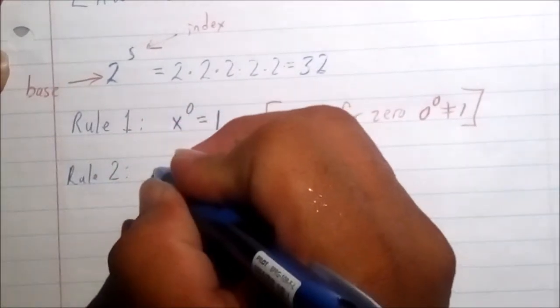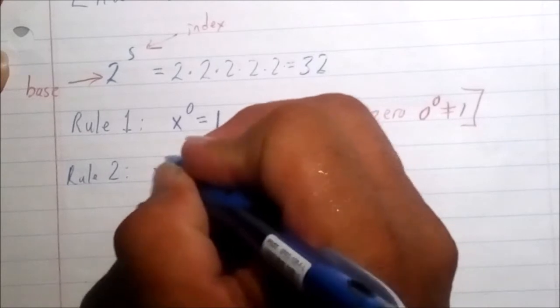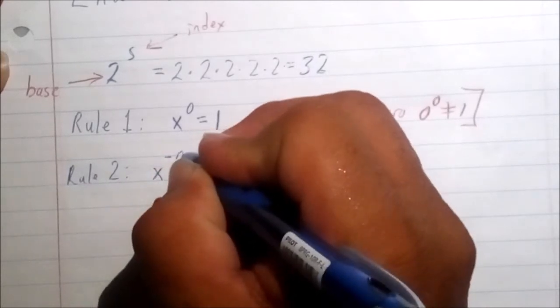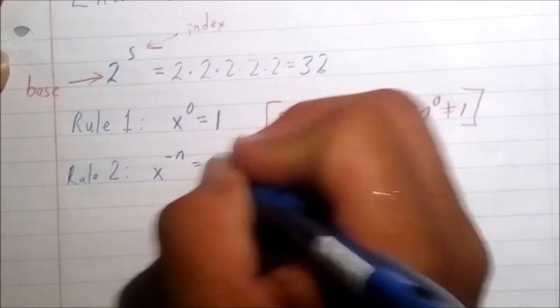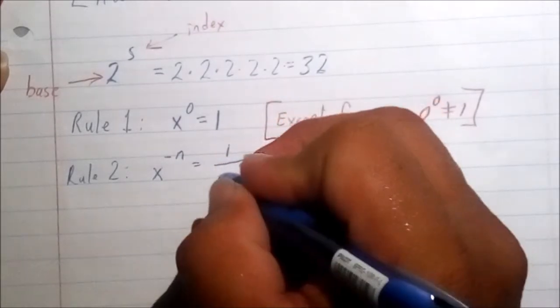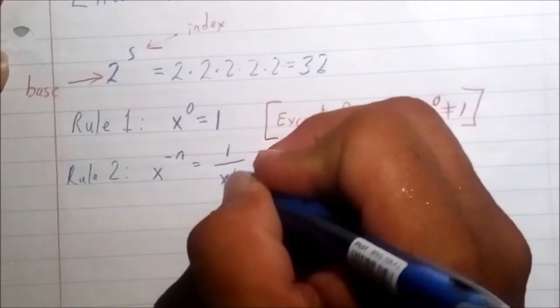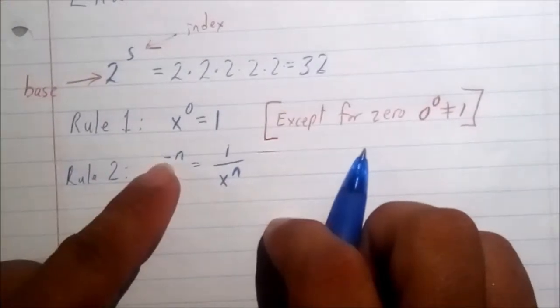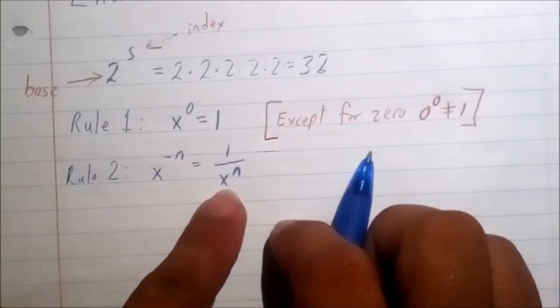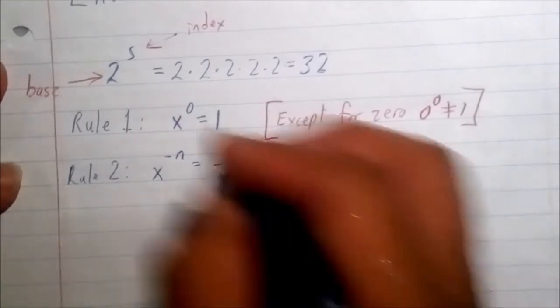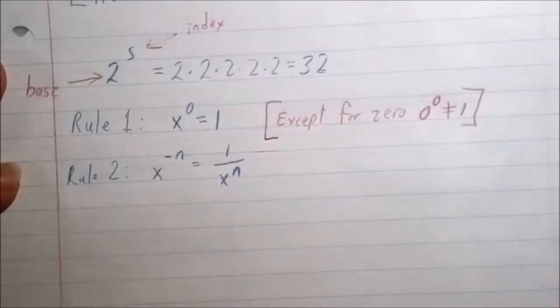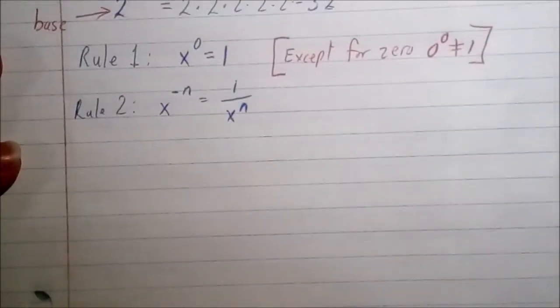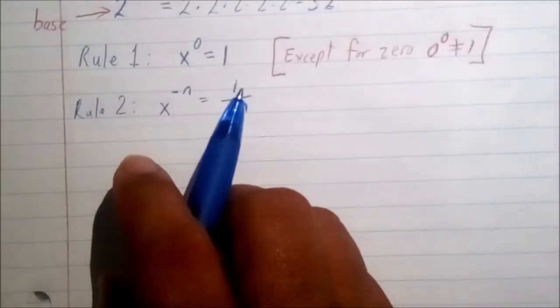Then another rule is a base to a negative exponent equals 1 over that base to the positive exponent. Now this is what we did. The minus power simply means to bring it to the bottom, means division. I'm just breaking it up to its simplest. Then we have rule 3, another rule.